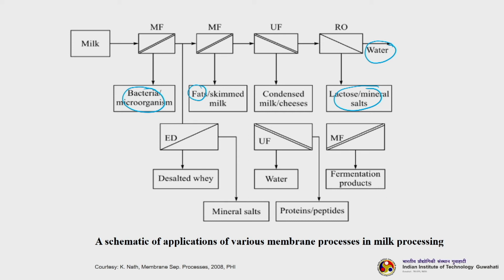mineral salts here. So, the stream from here can go to an electrodialysis unit where the product is desalted whey and we get mineral acids here. Similarly, we can use ultrafiltration and microfiltration to separate proteins, peptides as well as other fermentation products. So, this schematic representation helps us understand how different membrane processes such as ultrafiltration, microfiltration, RO and ED play an important and vital role in milk processing or dairy industries.